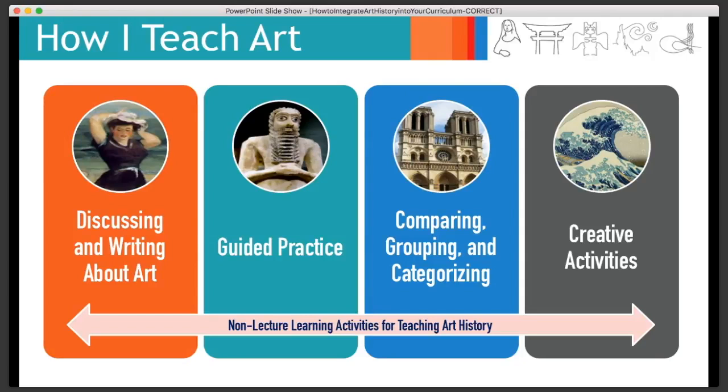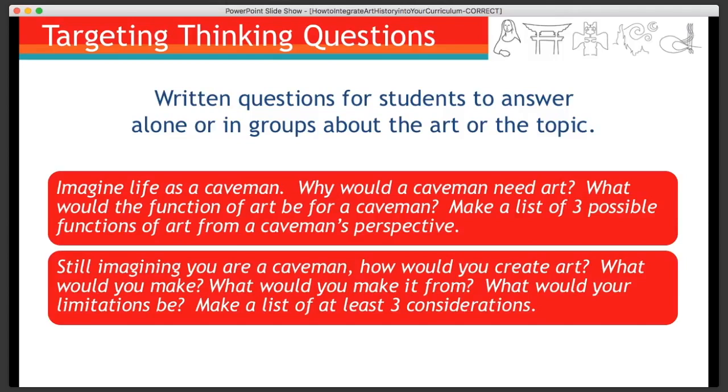So if you are wanting to do a more heavily focused art history, you can do discussing and writing about art, guided practice, comparing, grouping, categorization, and then creative activities. And then I'm going to share with you how to get some more resources on this too. But here's a couple examples of what I mean.